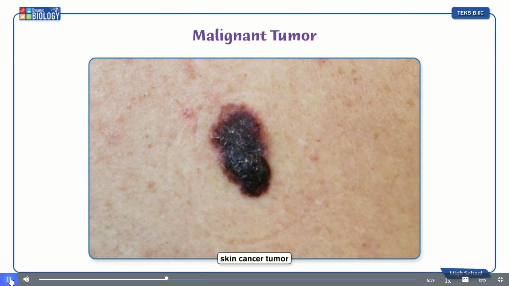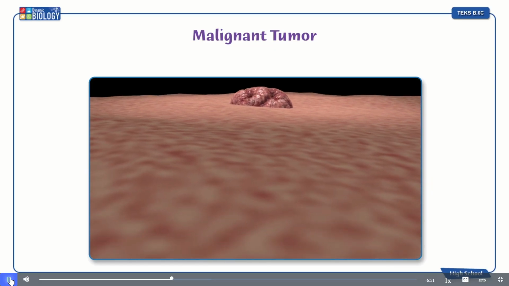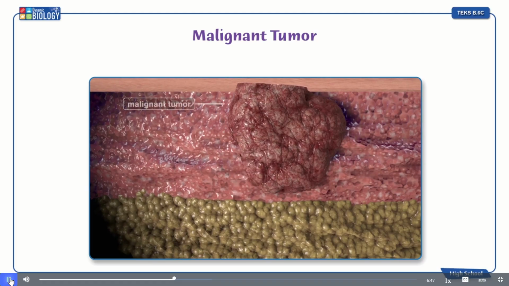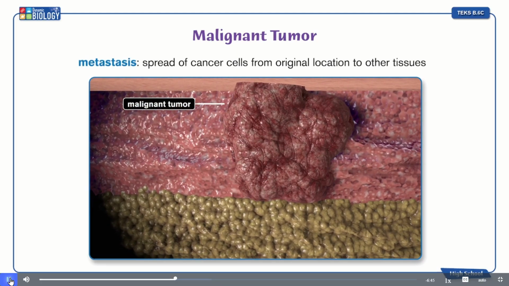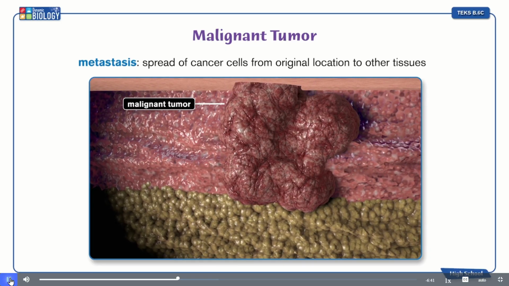This photograph shows a skin cancer tumor. Most likely, the cancerous cells have spread to other parts of the body. This type of tumor is called malignant, and the spread of the cancerous cells to other body tissues is called metastasis.